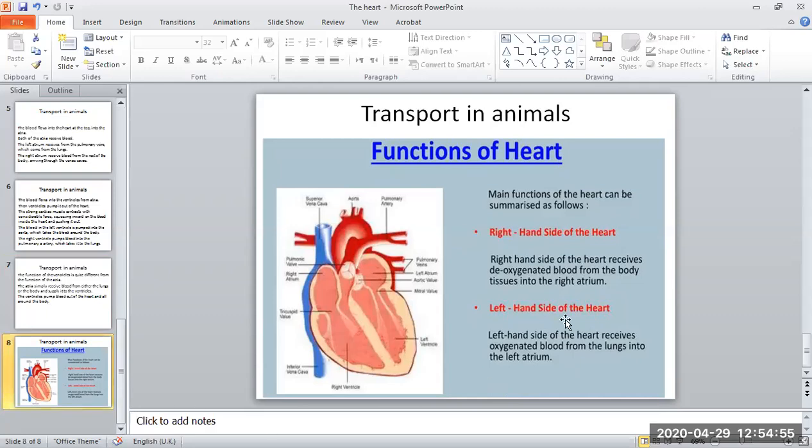Number one, the right hand side of the heart receives deoxygenated blood from the body tissues into the right atrium, and the left hand side receives blood from the lungs, that is oxygenated blood, and it goes to the left atrium. Okay boys, these are the main functions of our heart. Now I will show you a video, then you can see these things that I told you.